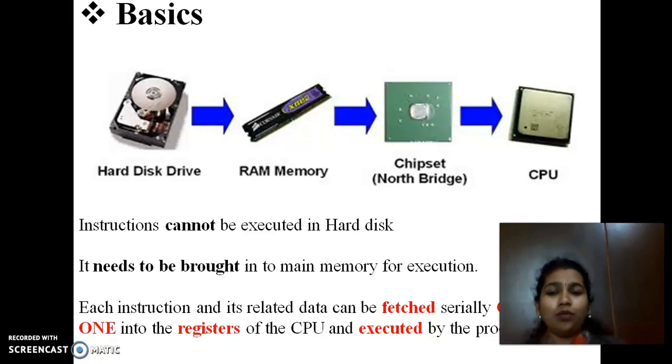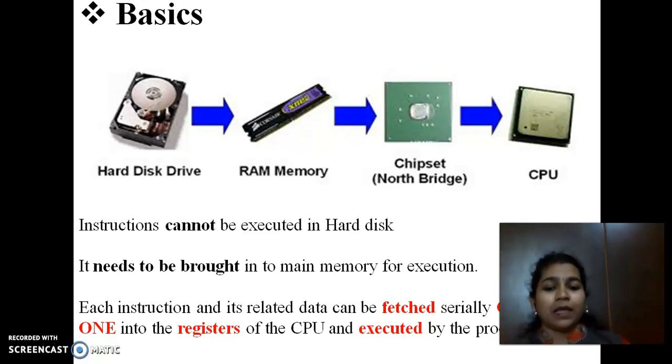Now when you want to execute this program, it will never ever execute itself from the hard disk. It is just stored in the hard disk, but when you want to execute it, the program needs to be first loaded into the main memory, and then it will be executed by the CPU. Keep in mind that the program will never execute from the hard disk or secondary storage. It has to be first loaded into the main memory, and only then will it execute.